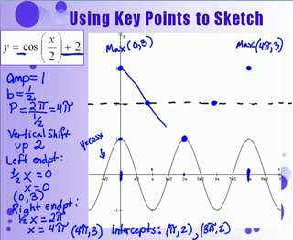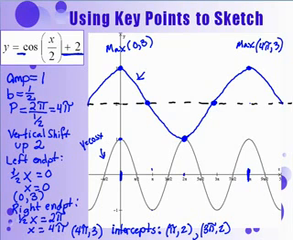Let's go ahead and connect those. And continuing our pattern to the left and the right, there we have the graph of y equals cosine x over 2 plus 2.